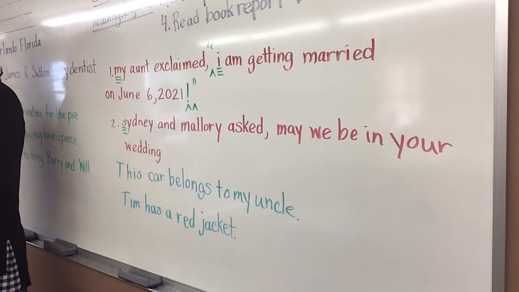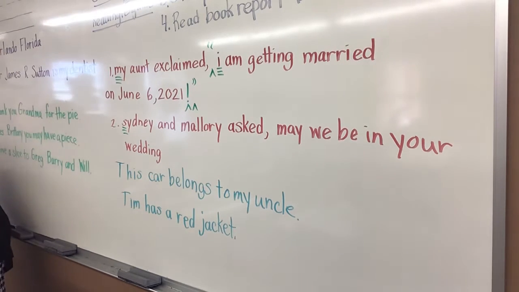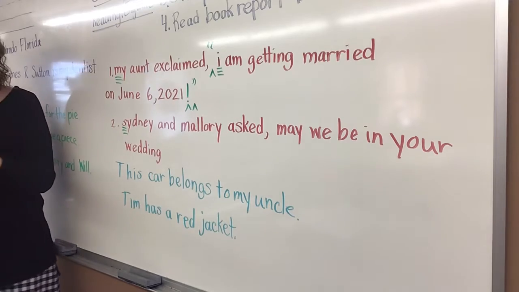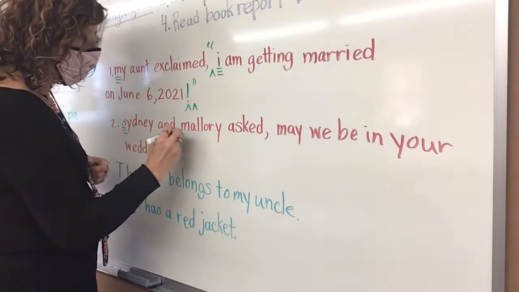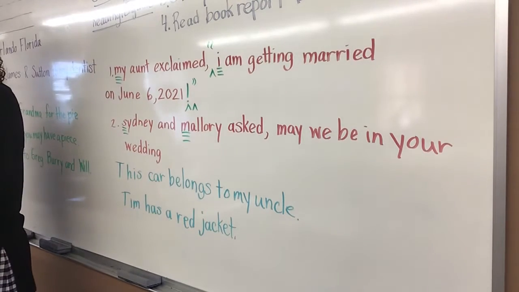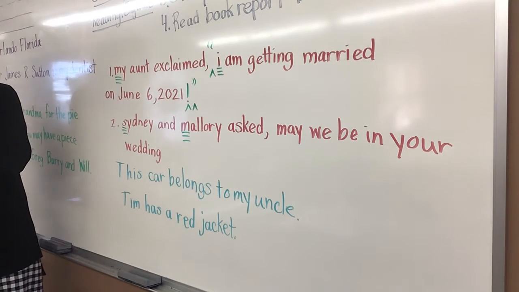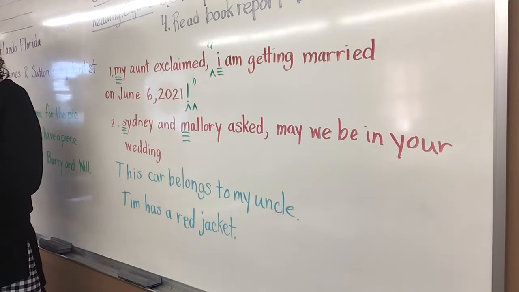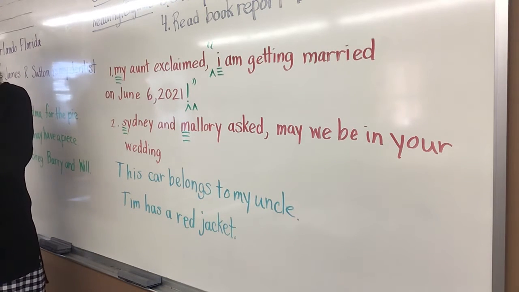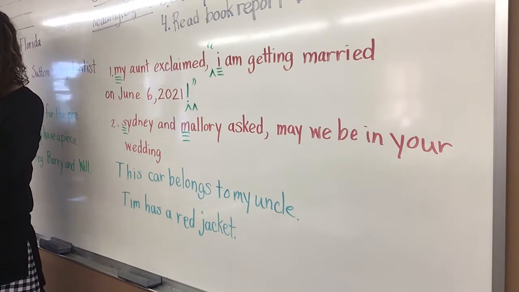Very good. Beginning of a sentence and a name. Michael. Mallory. Why? It's a name. Mallory is a girl's name. Sydney is a girl's name. Mallory is a girl's name. Lily. Insert a question mark at the end of the sentence. Where's the end of the sentence? What word? After wedding.